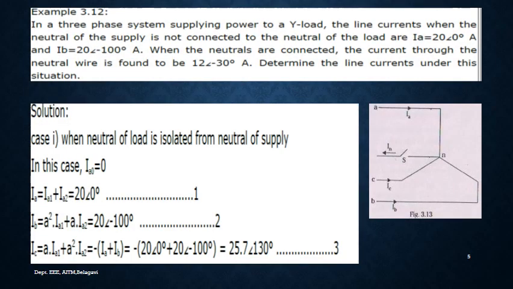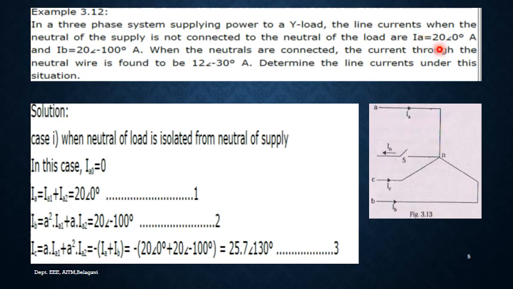Now let us solve a simple problem on this effect of neutral on a system. The problem statement is like this. In a three-phase system supplying power to a star connected load, the line currents when the neutral of the supply is not connected to the neutral of the load are given. So, when the neutral is absent, these are the line currents.